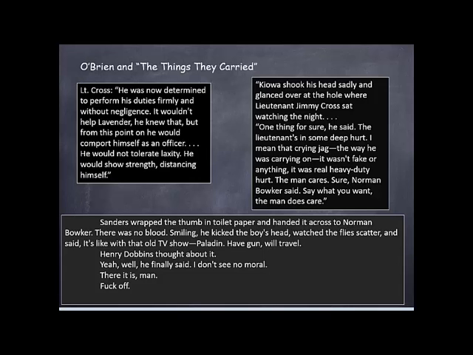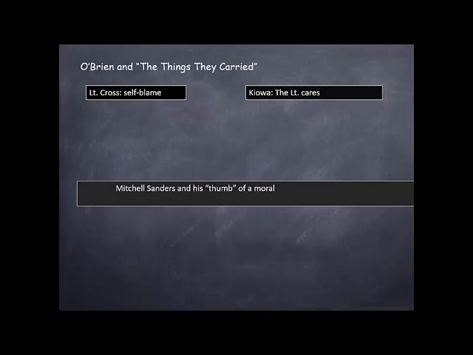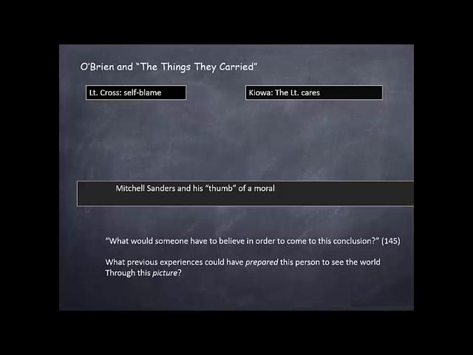And really, we get a variety of different responses to Ted Lavender's death. Here they are again. Lieutenant Cross, self-blame. Kiowa, the lieutenant cares. Mitchell Sanders and his thumb of a moral that he cuts from the body of the whole work, separating it. I go back to our book, and if you haven't already, take a look at it again for what it has to say about assumptions, because it says it quite well.